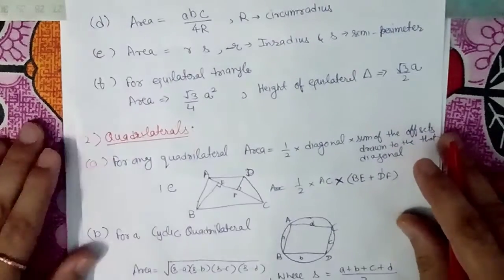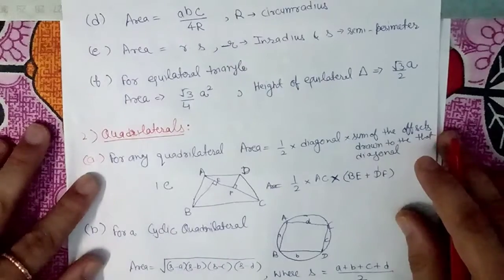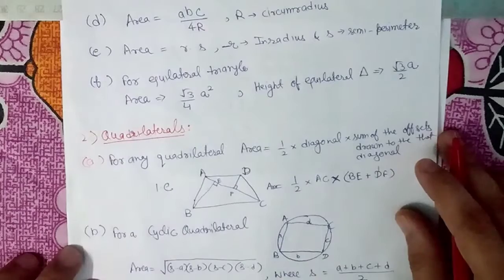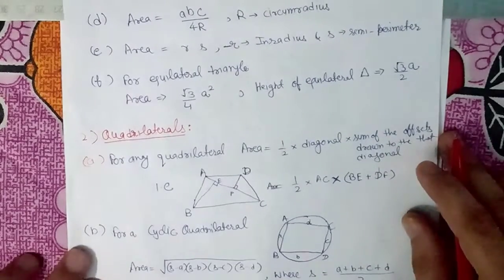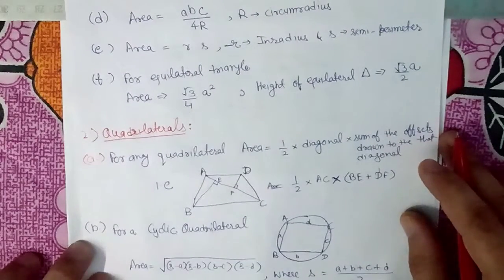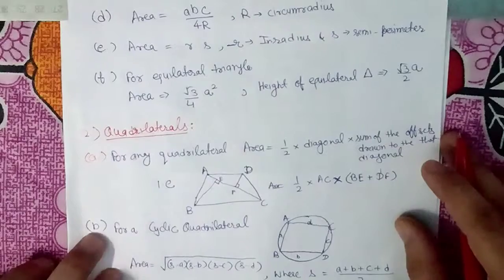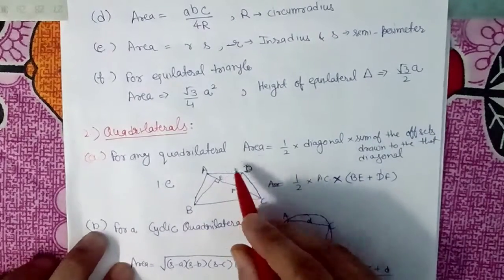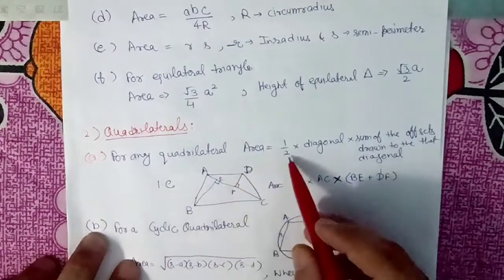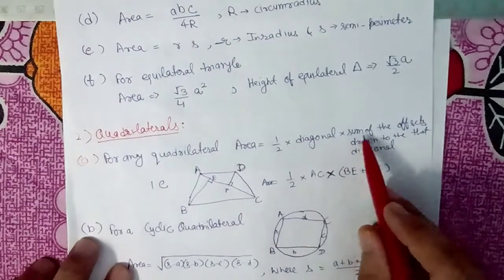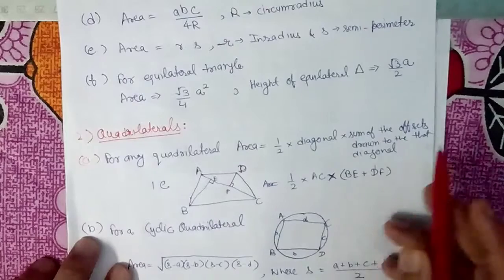Very easy. Moving to the quadrilateral. A polygon with four sides is known as a quadrilateral. We have discussed this in my previous section, you can go to that section to know the various quadrilaterals. In general, for any quadrilateral, the area is given as 1 by 2 into diagonal into the sum of the offsets drawn to the diagonal.